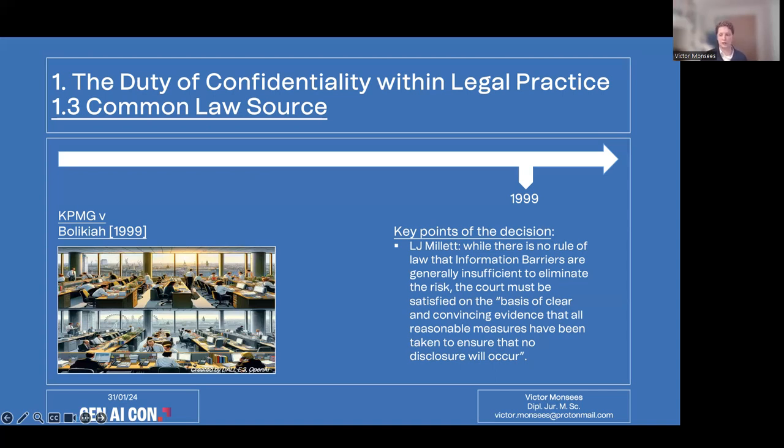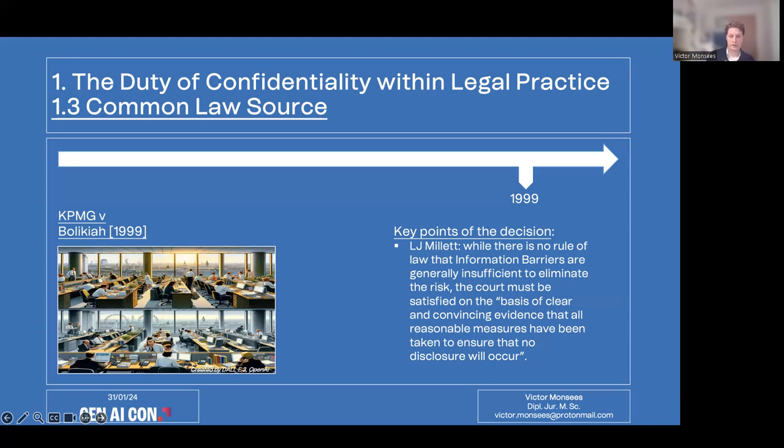Different partners and personnel were assigned to both projects. Additionally, Project Lucy was isolated in a designated area with the instruction to keep all documents regarding Bolkiah from leaving it. Against this, Bolkiah sought an injunction restraining KPMG from continuing Project Gemma, which was then granted by the House of Lords in September 1999. Lord Millett held that while there is no rule of law that information barriers are generally insufficient to eliminate the risk, the court must be satisfied on the basis of clear and convincing evidence that all reasonable measures have been taken to ensure that no disclosure will occur.